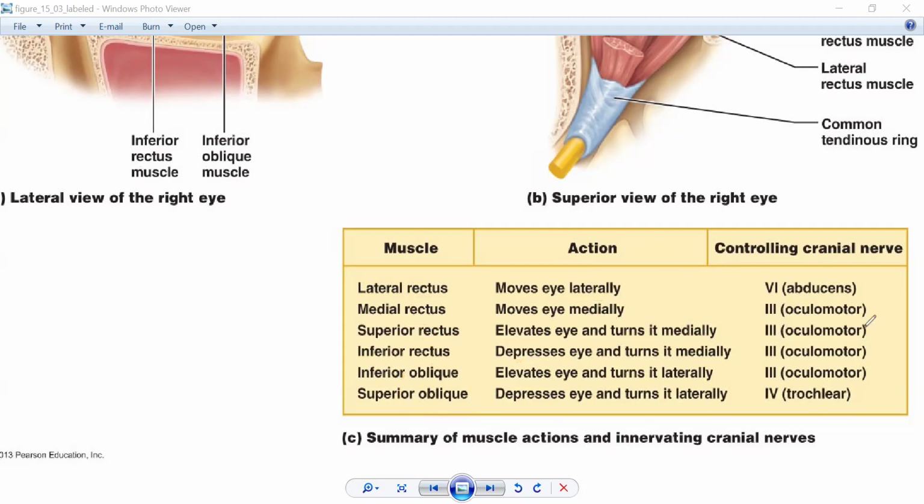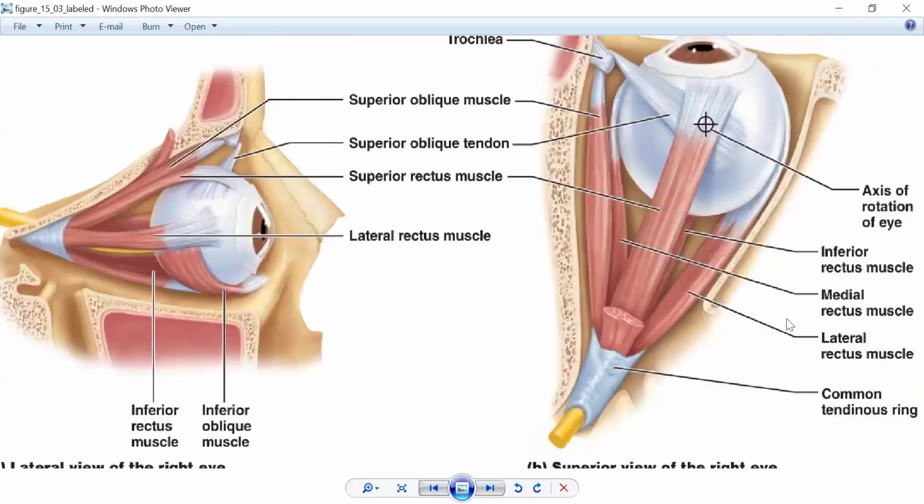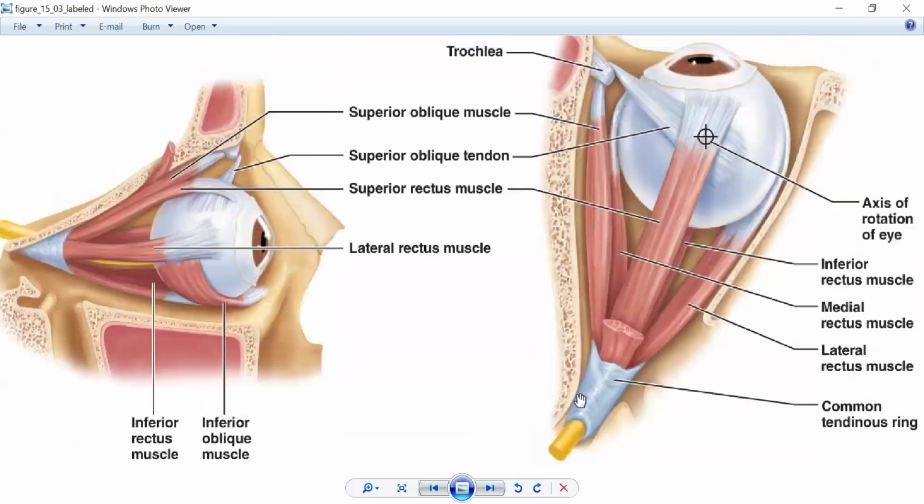Most of these muscles are being communicated by cranial nerve numeral 3, which is called oculomotor. The other two nerves that are involved in communicating the muscles moving the eye are cranial nerve 4, trochlear, and cranial nerve 6, which is called abducens, which would move the eye to the side like abduction. And this is just an alternate view of the muscles that move the eye as you're looking at it from a superior view.